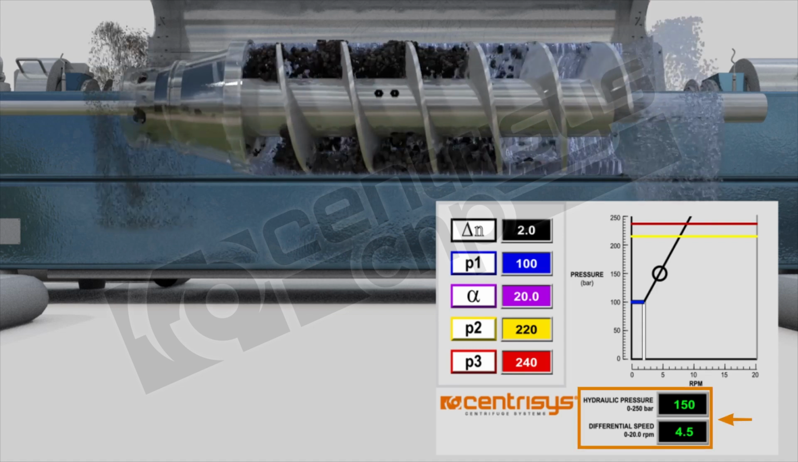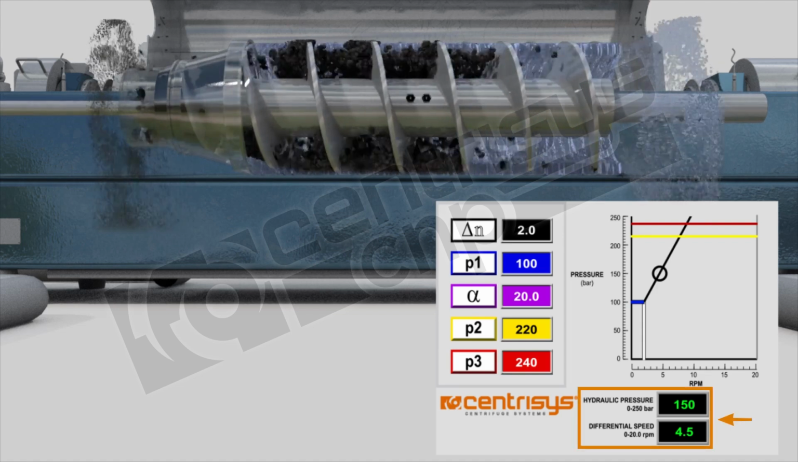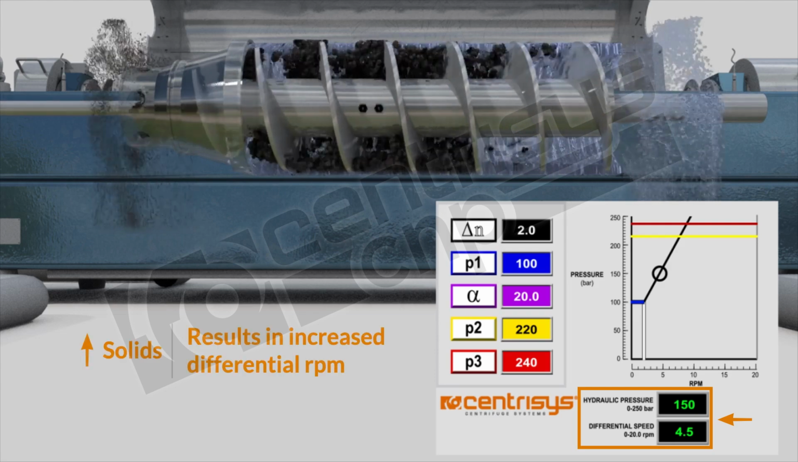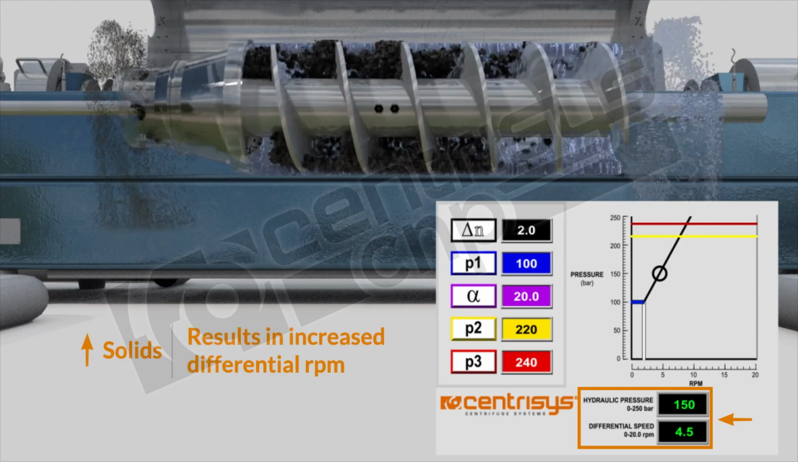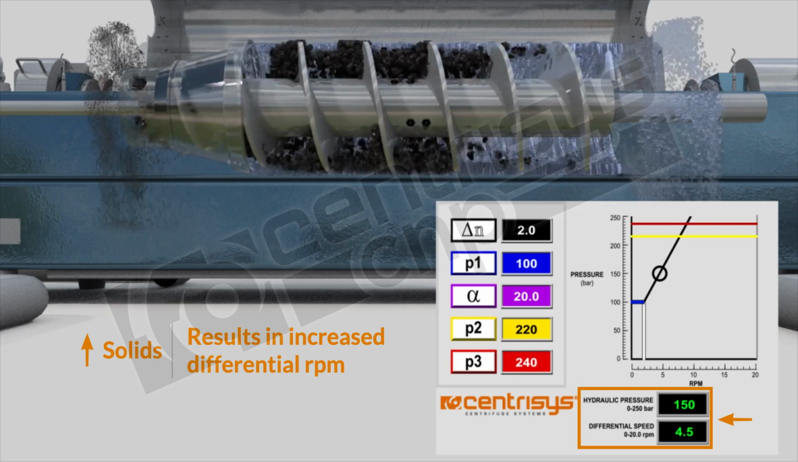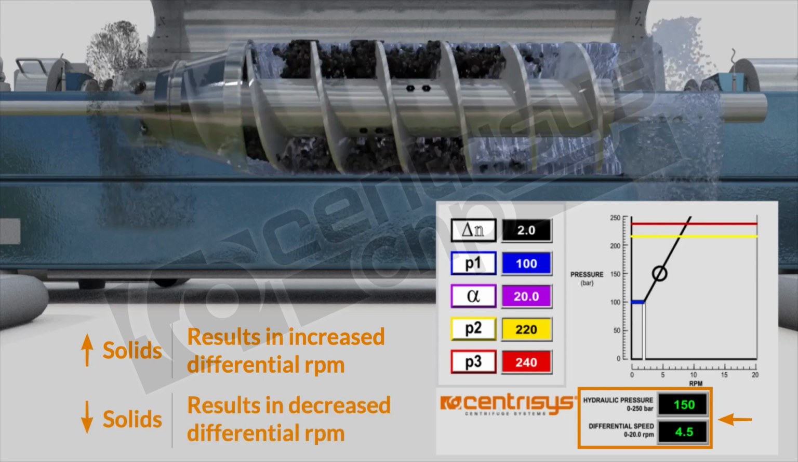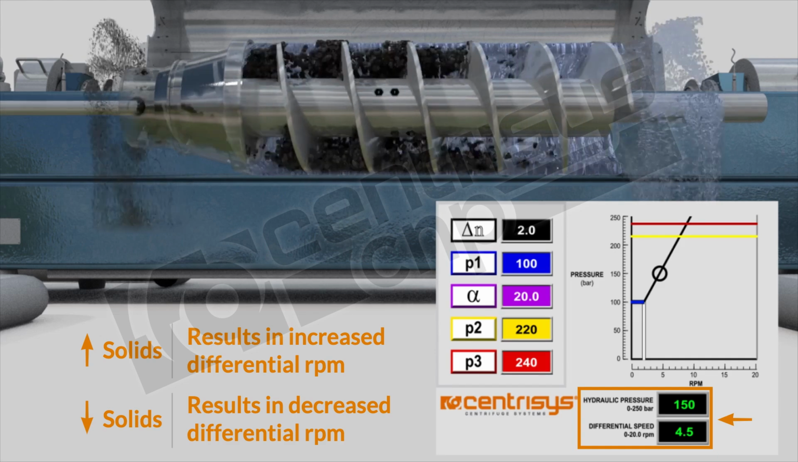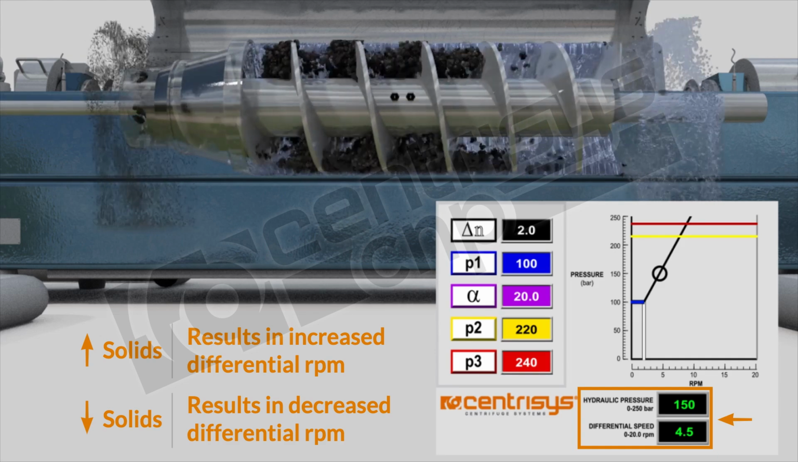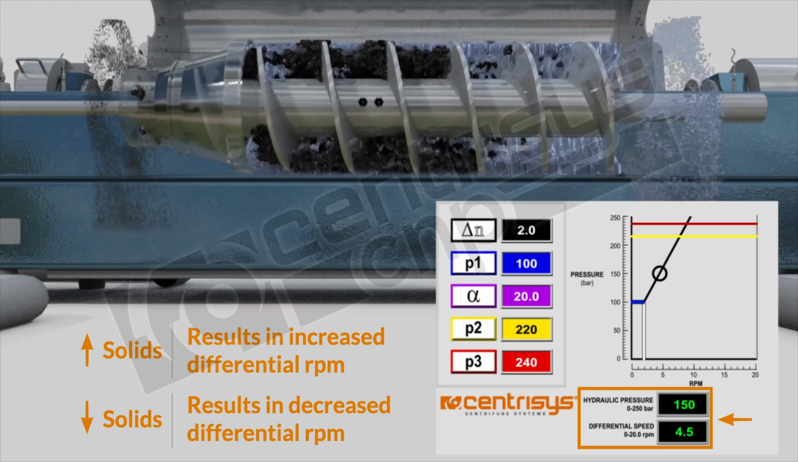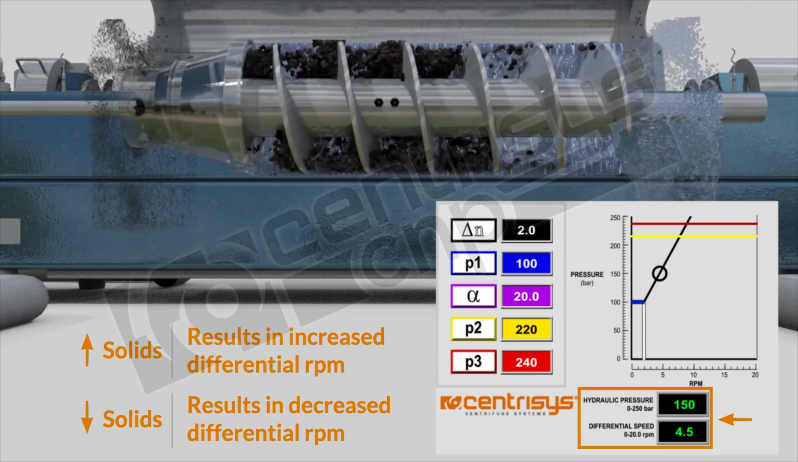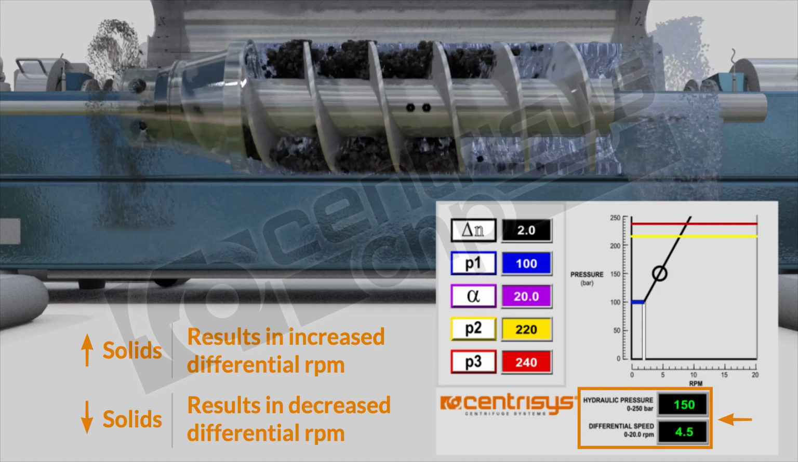Here you still see the pressure and the differential speed shown. This will find its equilibrium at this level, and then if there's more solids going in, it will increase the differential even more. If there's less solids, it will reduce the differential to keep the solids loading constant and to make sure the centrifuge functions properly.